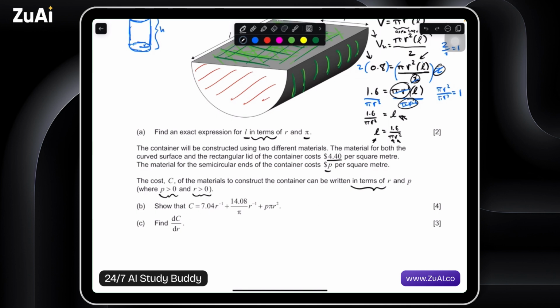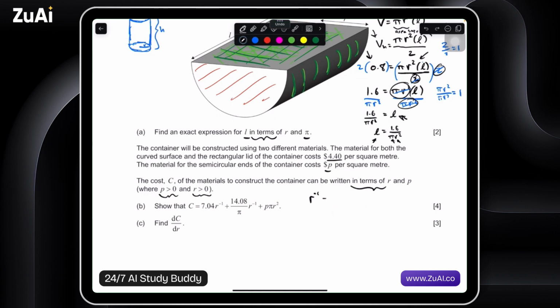Alright, so show that C is equal to 7.04 r to the negative 1, and so on. What does this r to the negative 1 mean? It means 1 over r. So we can go both ways in this case. R to the negative 2 is equal to 1 over r squared. And if we get something like 1 over r cubed, this is equal to r to the negative 3, and so on. That's what that r to the negative 1 means.